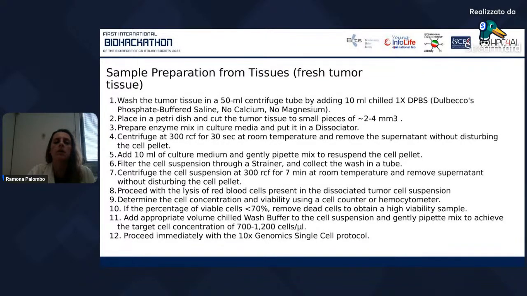But what about the tissue? Because tissue is an aggregation of cells that are strictly bound to each other. So the first thing to do is to wash the tissue and manipulate it with forceps to cut it as finely as I can. And then put it in a dissociator, a mechanical disruptor of this cell-cell adhesion.